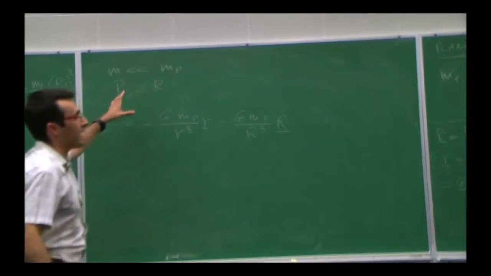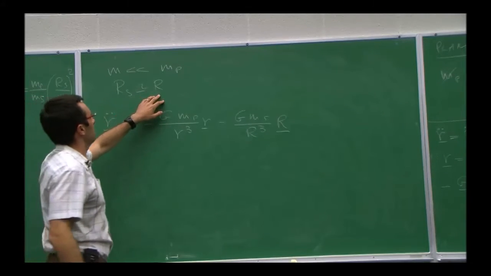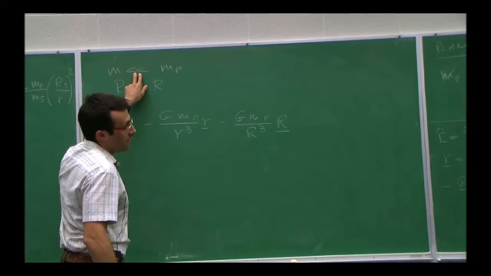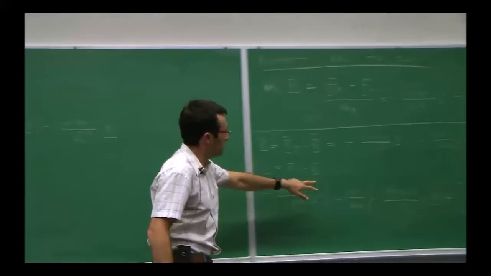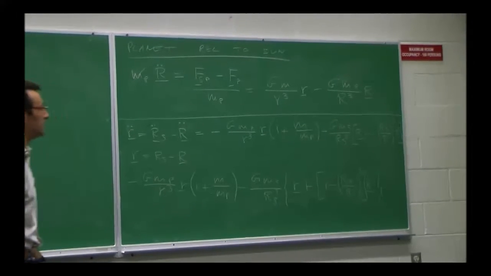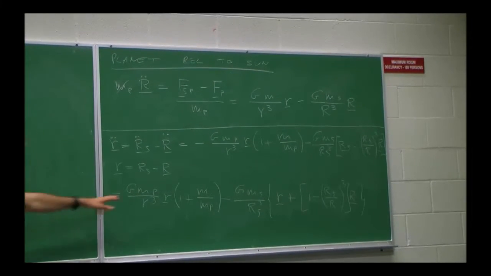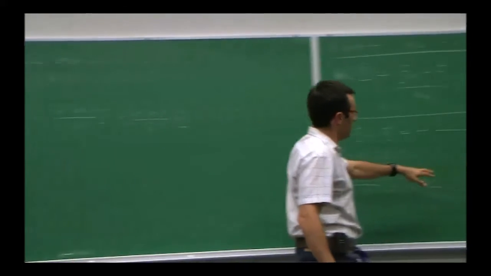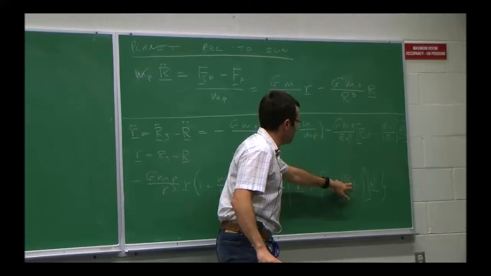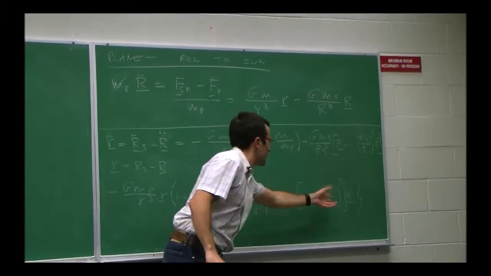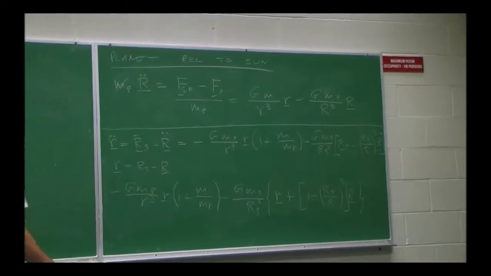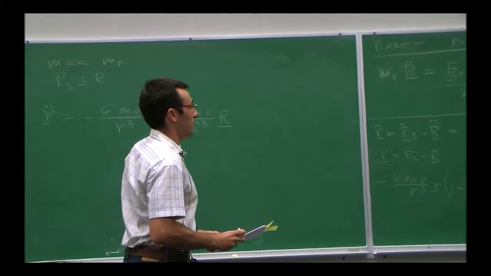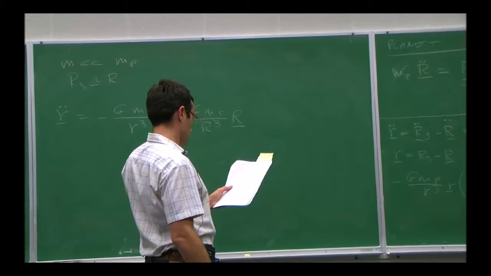So everywhere you see rs, put just r, and everywhere you see, for example, this ratio here, this goes to 0. Can't neglect that. And so if this goes to 0, I'm left with this first term minus gmp over r cubed r, that's all. And then this second one, if rs and r are the same, this 1 minus 1, it's 0, and that's what I have. Did I forget something?